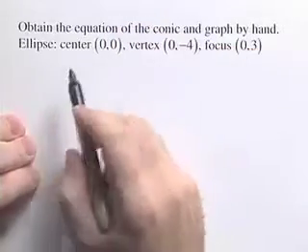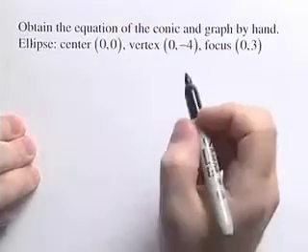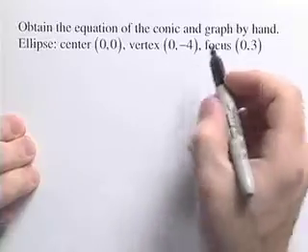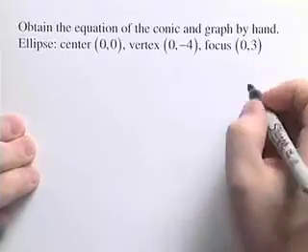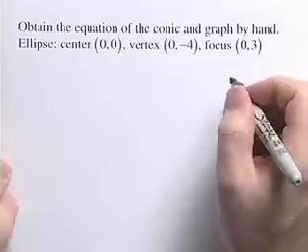Here we're asked to find the equation of our given ellipse, and then we're going to graph our equation by hand. For our ellipse, we have the center is at the point 0, 0, the vertex is at the point 0, negative 4, and the focus is at the point 0, 3.